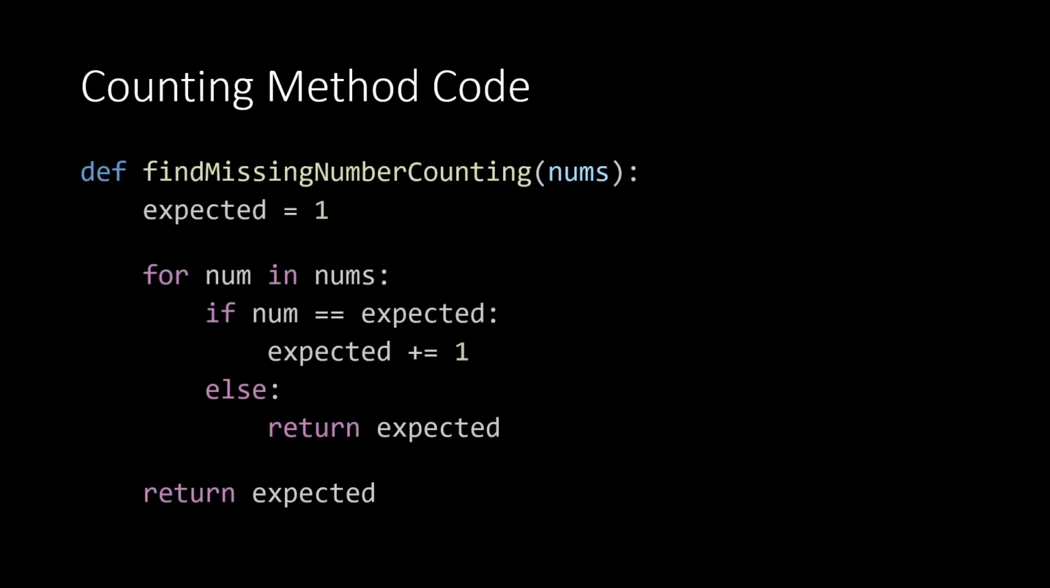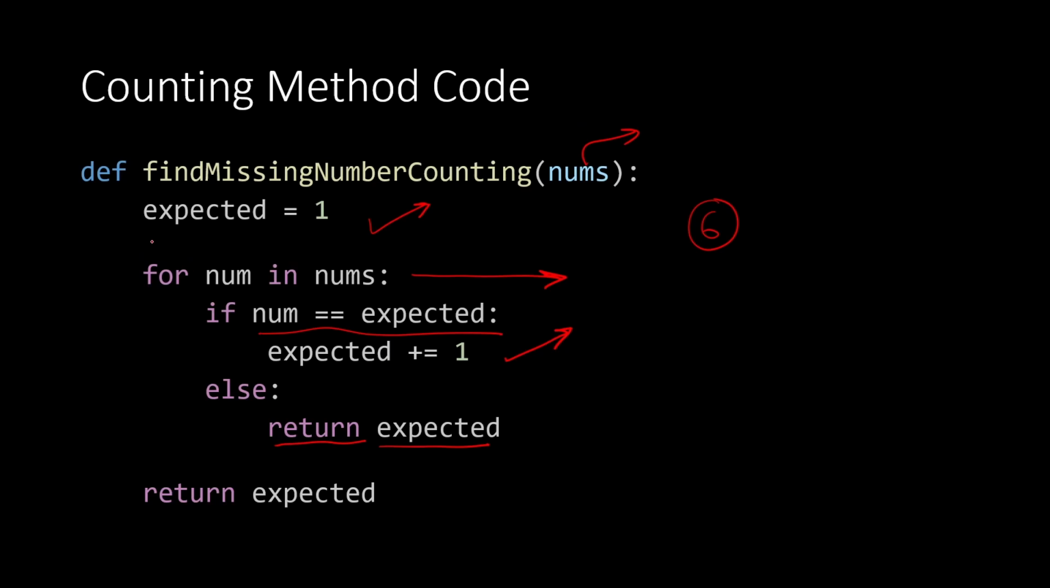So this is the code. It's a very easy code. You will have a variable, as mentioned, called expected, and we are going to loop through the nums array. If num is equal to expected, we are going to increase the expected by 1. If it is not the expected, we are going to return the expected, because that is what is missing.